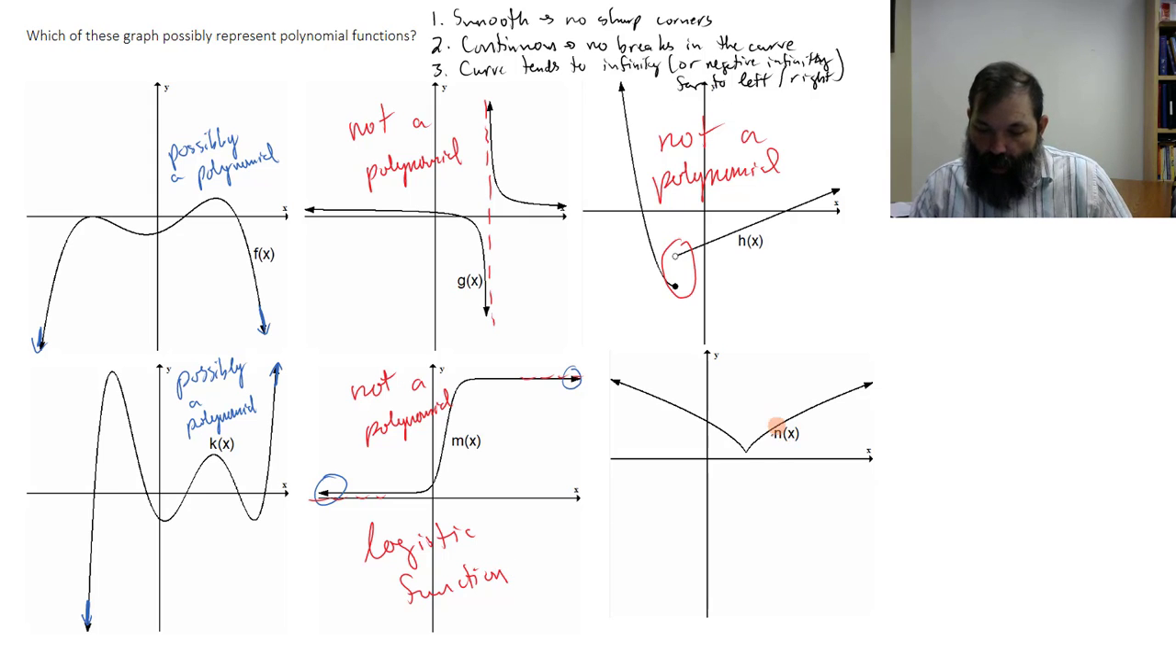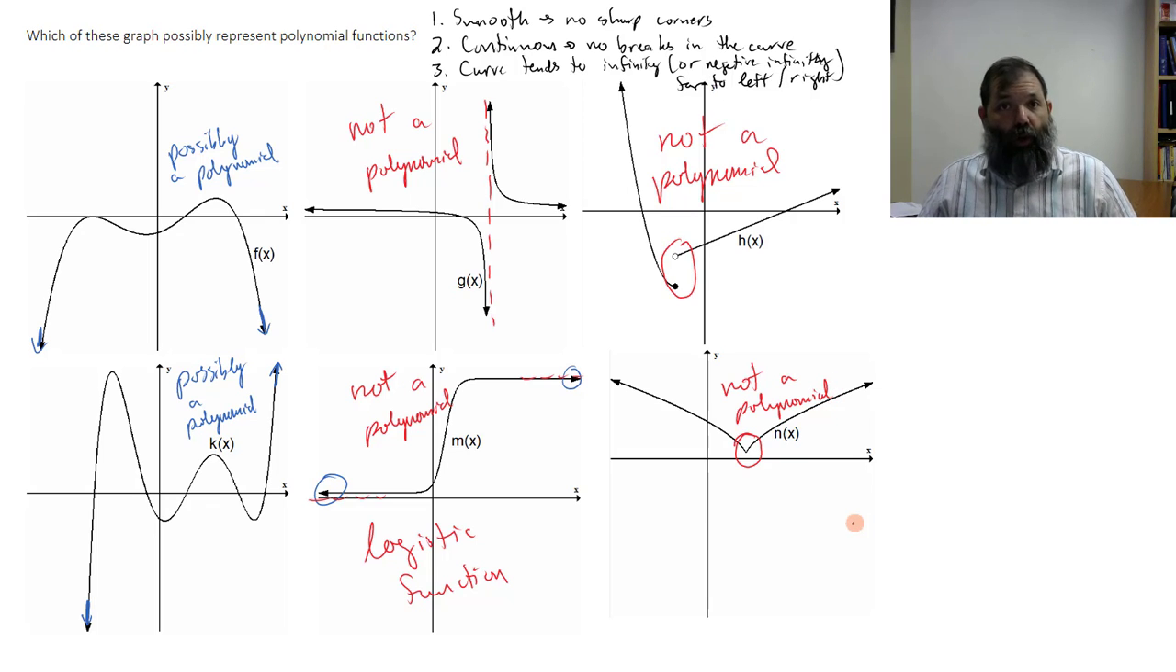All right, and finally we have n of x. Let's look at this. So this curve, n of x, is not smooth. We have this sharp corner here. Actually, we would call it a cusp for the curve. It is not smooth at that point. And so it fails that first condition. This is not a polynomial. All right, so I hope that gives you an idea of how to identify polynomial curves.